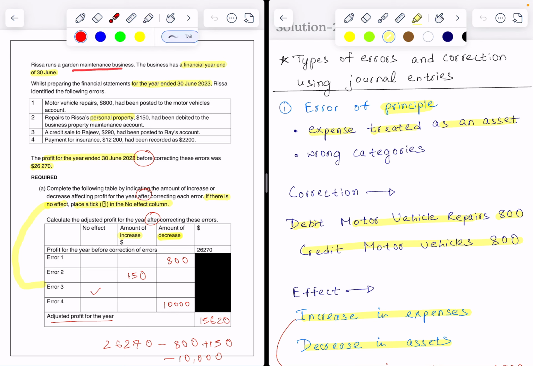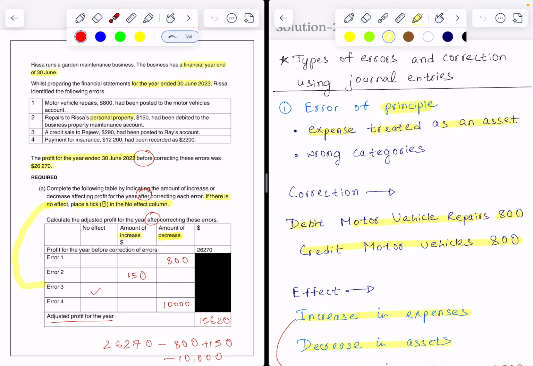Risa runs a garden maintenance business. The business has a financial year end of 30 June. Whilst preparing the financial statements for the year ended 30 June 2023, Risa identified the following errors. So here we have got 4 errors which we have identified, and we are required to correct these errors and then find the adjusted profit.